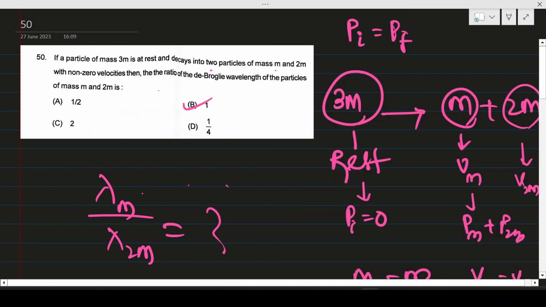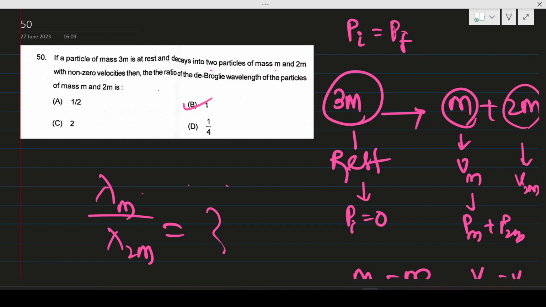Next, 50. If a particle of mass 3m is at rest and decays into two particles of mass m and 2m with non-zero velocities, then the ratio of the de Broglie wavelength of the particles of mass m and 2m is. So here a 3m particle, which is at rest, decays into m and 2m. So 3m has velocity 0, that is it is at rest, but m and 2m have non-zero velocity. Let the velocity of m be vm and the velocity of 2m be v2m.